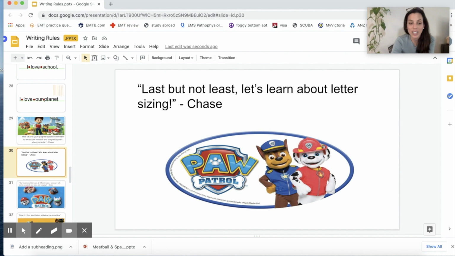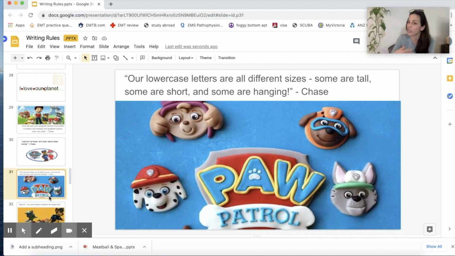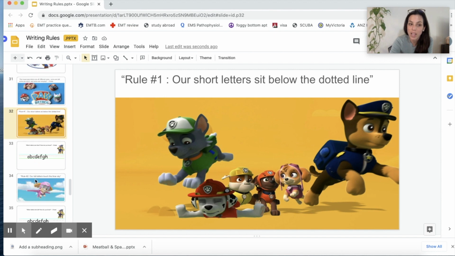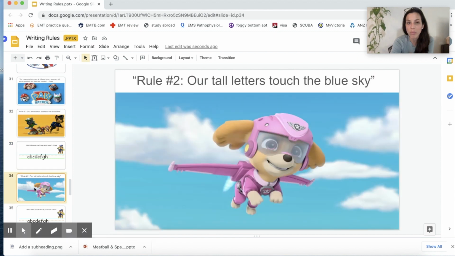Last but not least, Chase teaches our students about letter sizing. So he says our lowercase letters, they're all different sizes. Some are tall, some are short, and some are hanging. Rule number 1, our short letters, they have to sit below the dotted line. So we ask our students here, okay, which letters are short and how do you know? And hopefully our students would be able to identify A, C, and E are short because they sit below the dotted line. Rule number 2, our tall letters touch the blue sky.